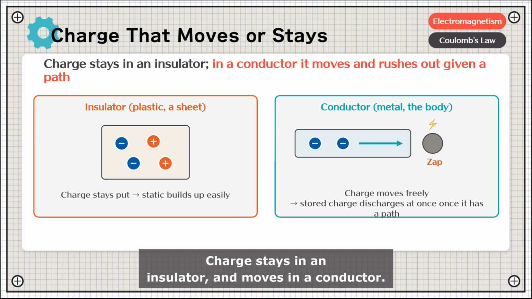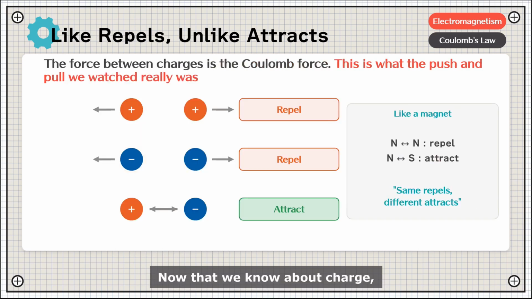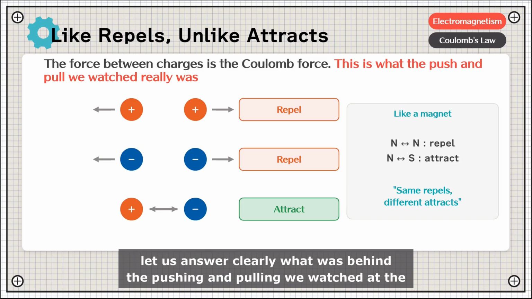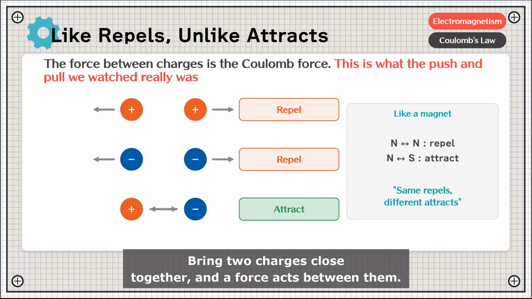Charge stays in an insulator and moves in a conductor. That difference explains the static electricity you meet every day. Now that we know about charge, let us answer clearly what was behind the pushing and pulling we watched at the start. Bring the two charges close together, and a force acts between them.